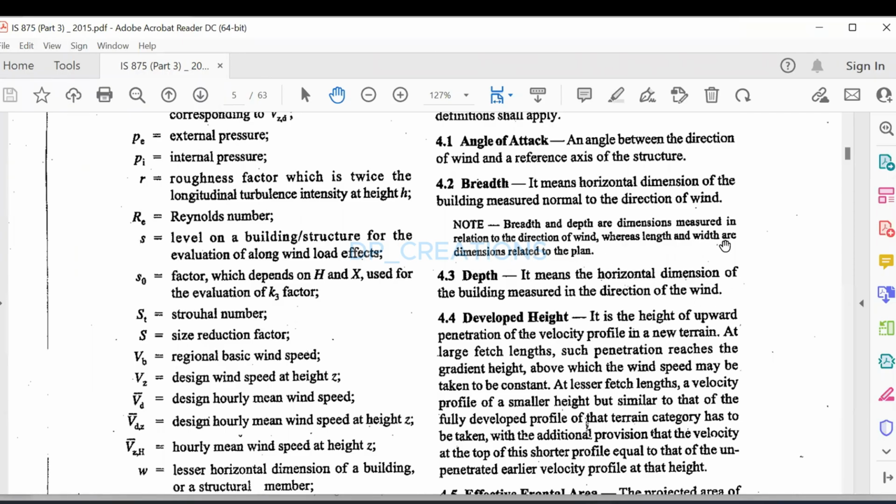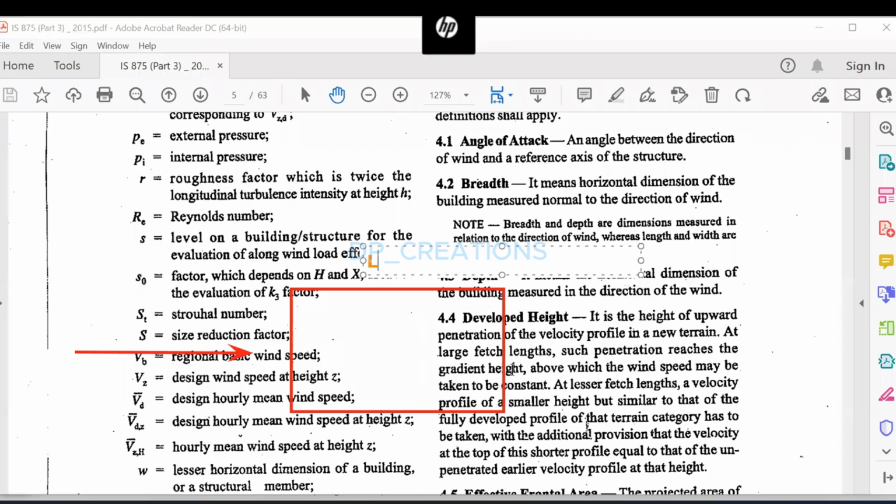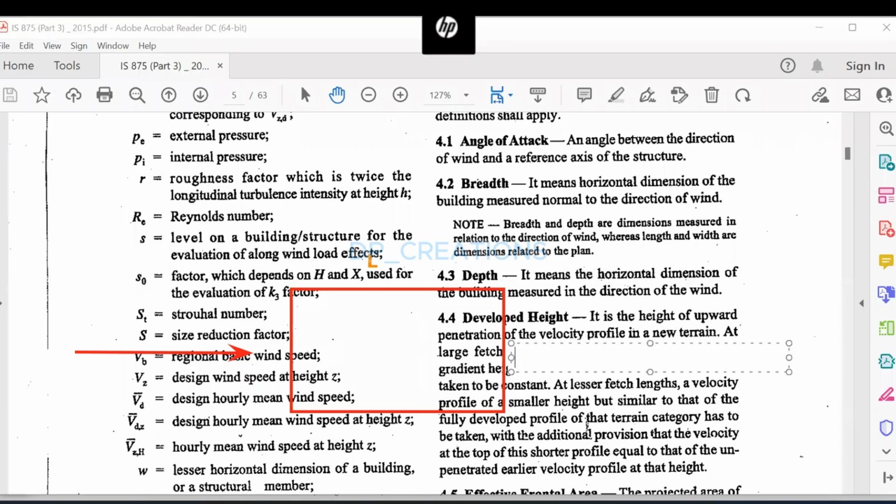Breadth and depth are the dimensions measured in relation to the direction of wind, whereas length and width are the dimensions related to the plan. For example, if this is a plan of a building and wind is flowing in this direction, then this will be length and this will be W, irrespective of your wind direction. But your breadth and depth depend on your wind direction.